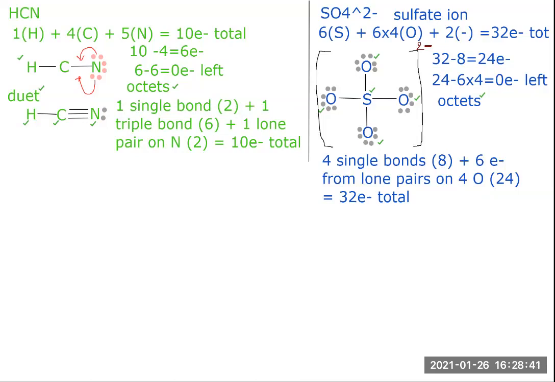So we have checked that we have an octet for each atom, right? They each have an octet. We have verified that the total number of valence electrons corresponds to the number of electrons we had to start with. And for a polyatomic ion, you want to have the brackets around the ion with the charge in the upper right corner. And so that finalizes the Lewis structure of the sulfate ion.